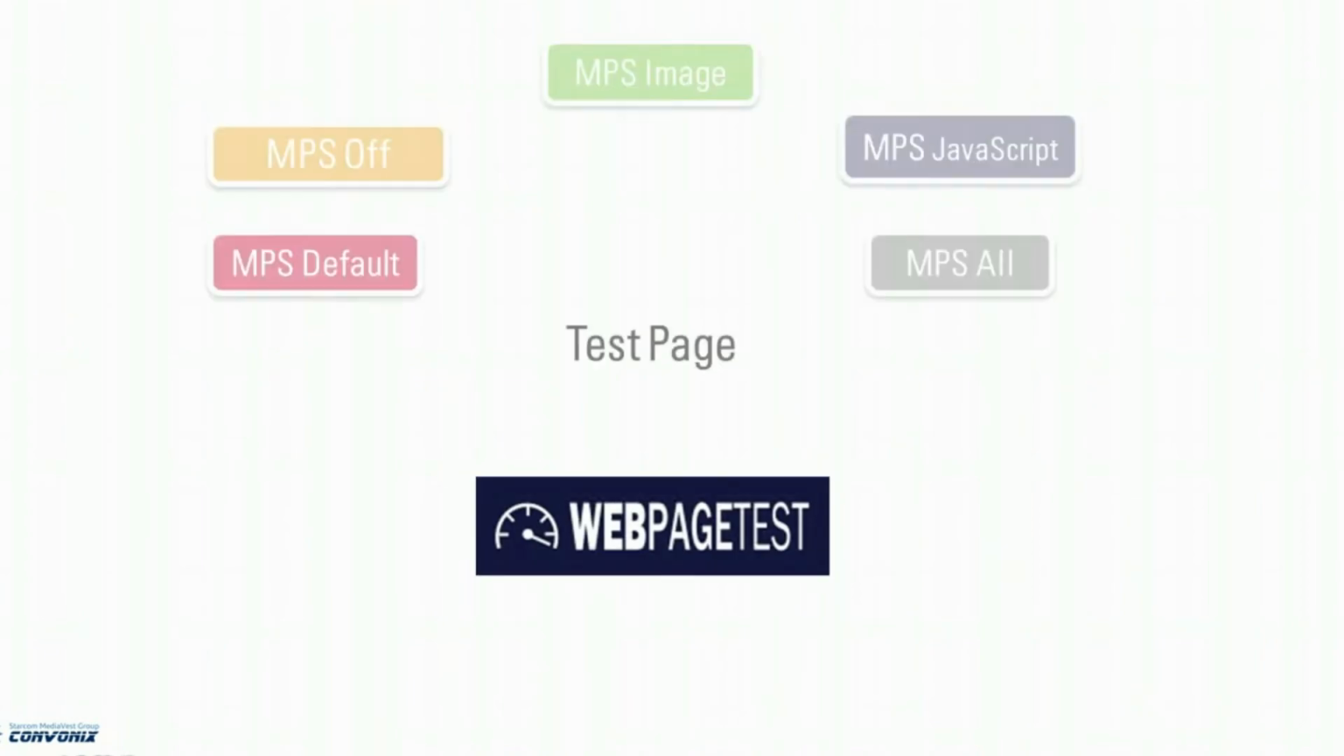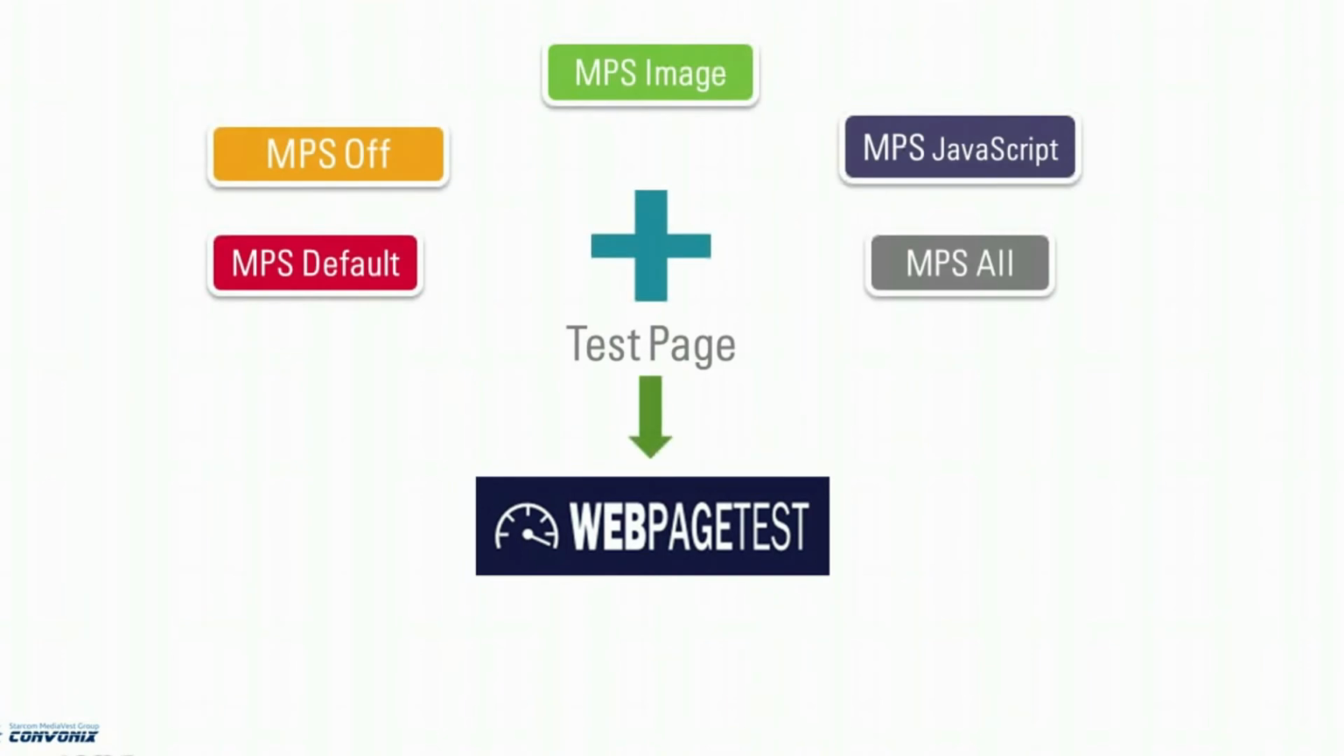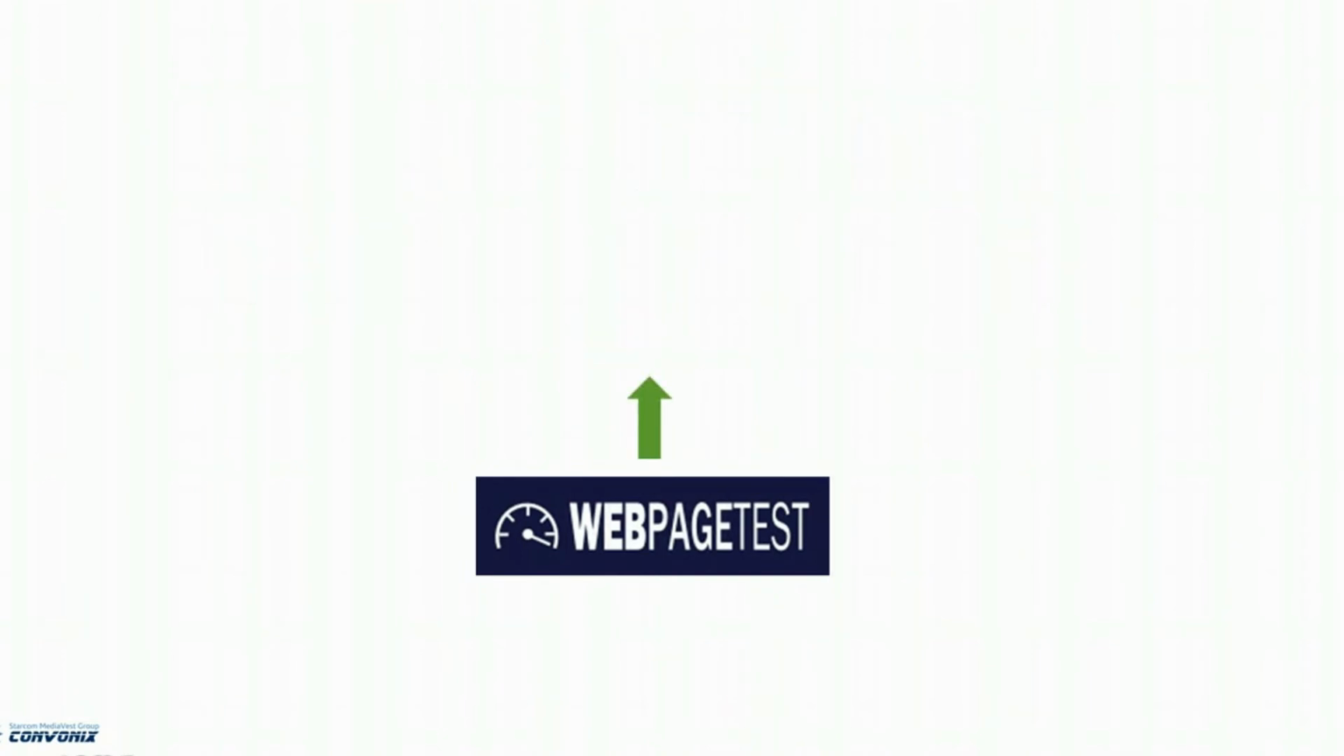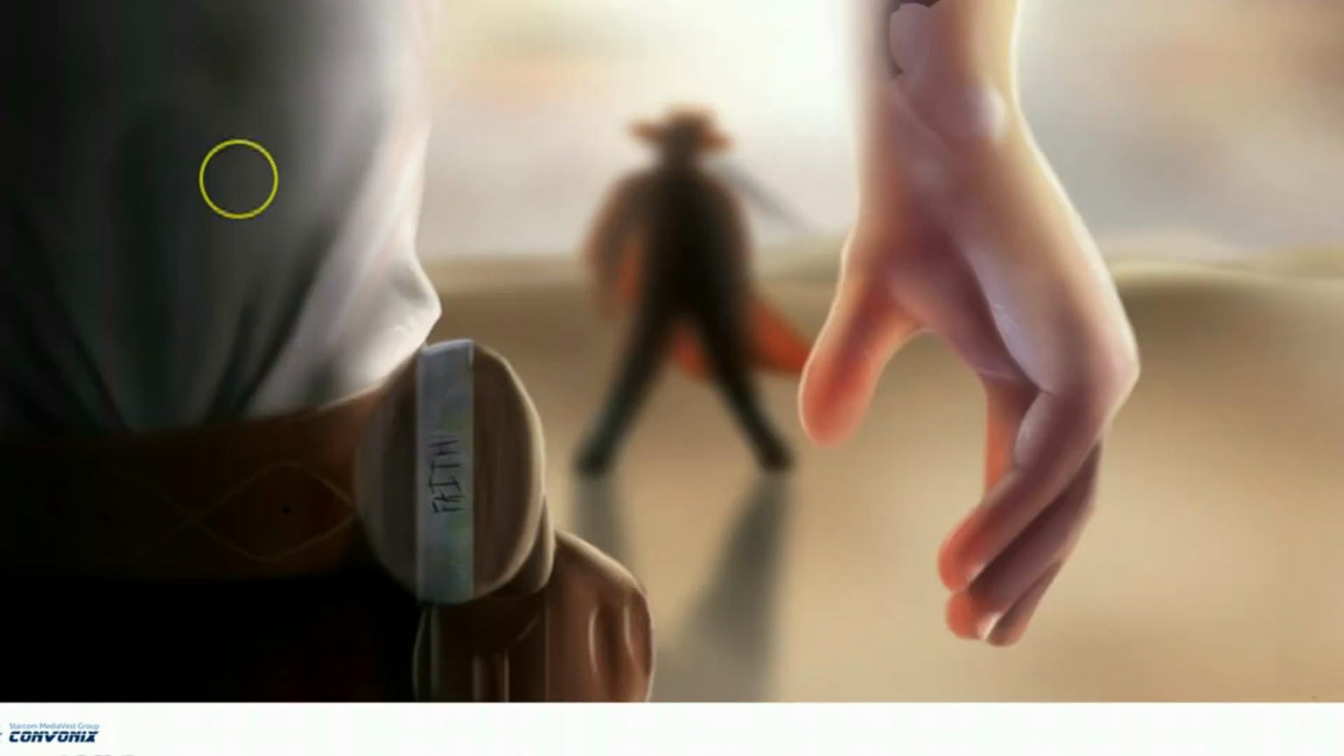The way it worked is, WebPageTest allowed us to pit one test page with multiple filter settings against each other and gave us comparative results calculated over 6 runs. Once all the data was collected, it was time for the final showdown.